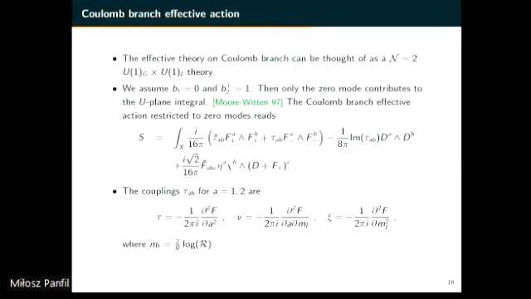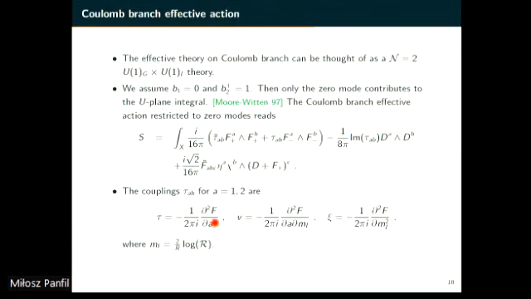Okay, so the Coulomb branch effective action. The effective theory on the Coulomb branch can be understood as an N equals 2 U(1)_G times U(1)_I theory, where U(1)_I is not dynamical. Here we are going to assume for simplicity that b1 of the four-manifold is zero and b2 plus is one. You can argue that only the zero mode contributes to the U-plane integral, and you can rewrite the Coulomb branch effective action restricted to the zero mode of the partition function, which looks like this.